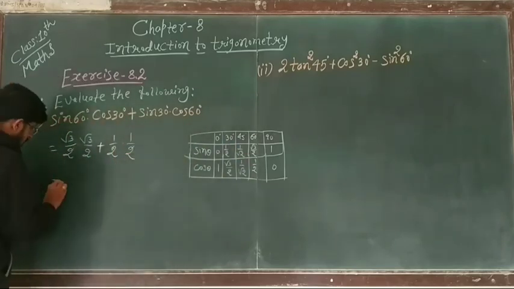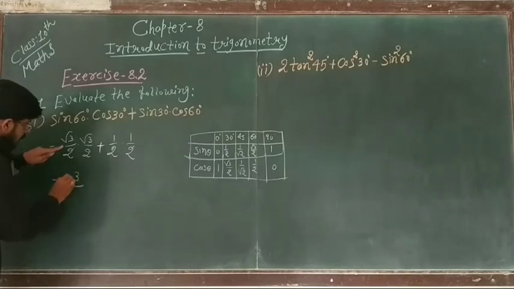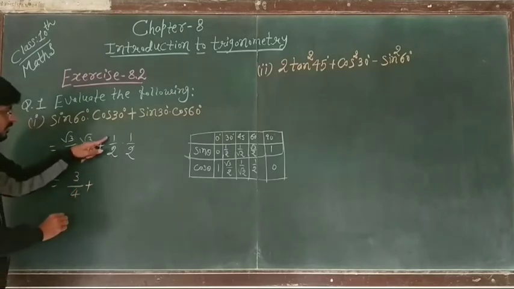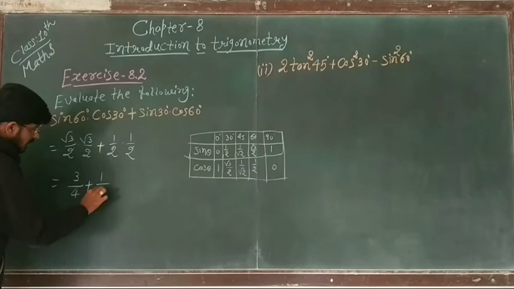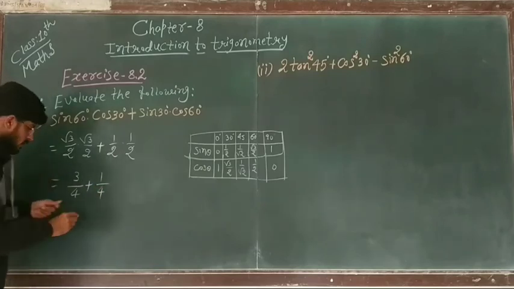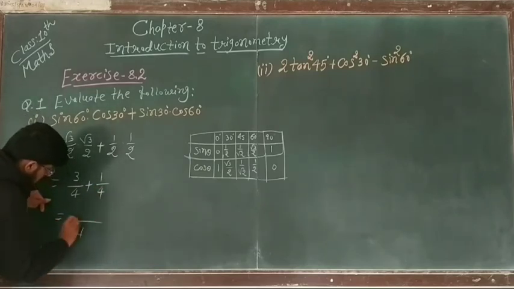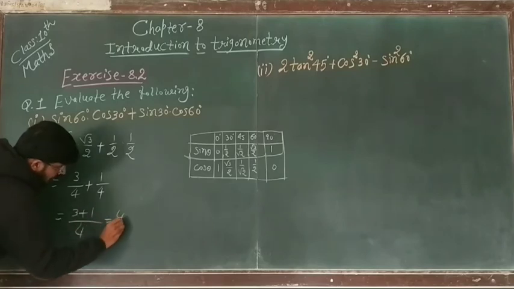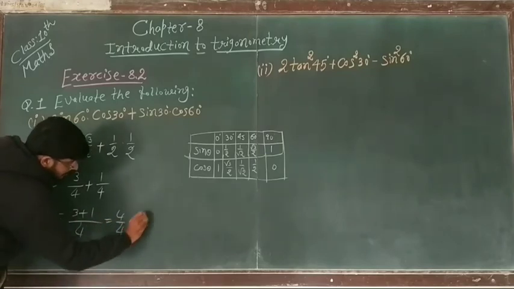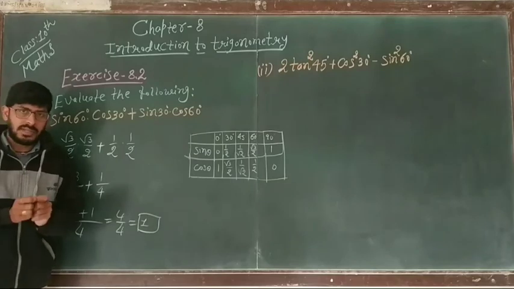So simplify. So root 3 into root 3 will be 3 upon 2 2s are 4 plus 1 1s are 1 plus 2 2s are 4. Now we take LCM. So we get 4. So 3 plus 1 is equal to 4 by 4. So we get 1. Is it clear?